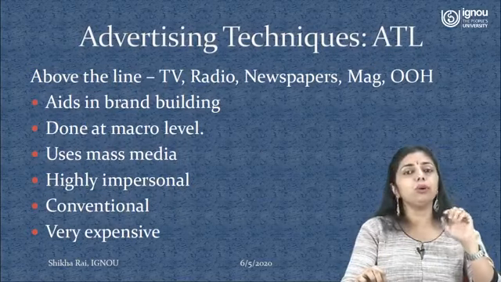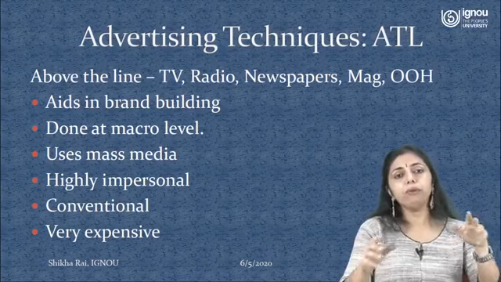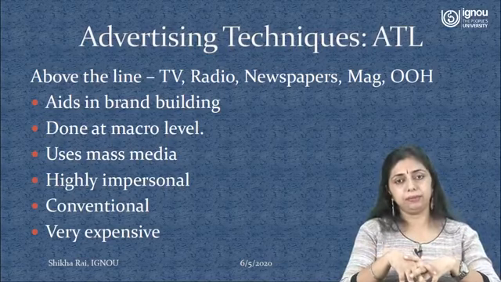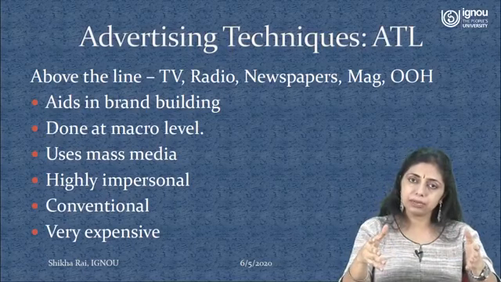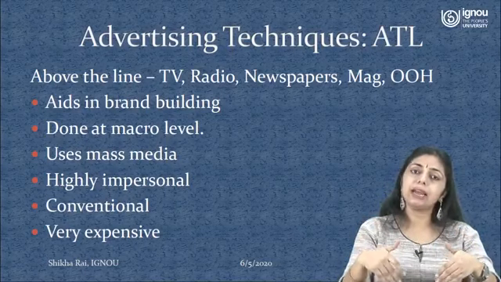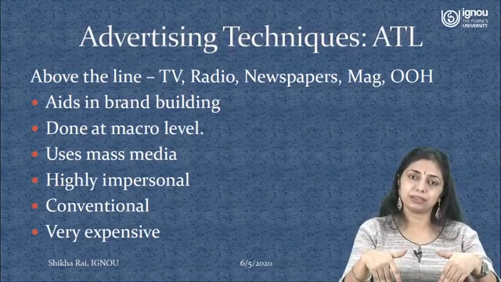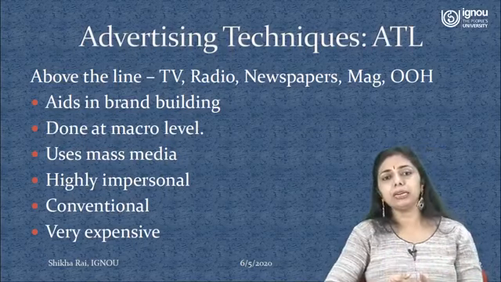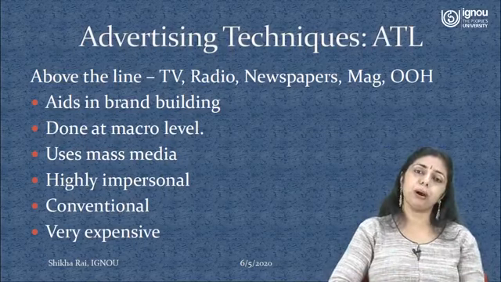Now we are over with the media of advertising. Now we will look at advertising techniques. There are three kinds of advertising techniques: one is above the line advertising, one is below the line advertising, and the third is through the line advertising. When I say above the line advertising, it is all the mass media that you know about, which get used for advertising, like television, radio, newspapers, magazines, OOH. All of them together are called ATL, above the line advertising.